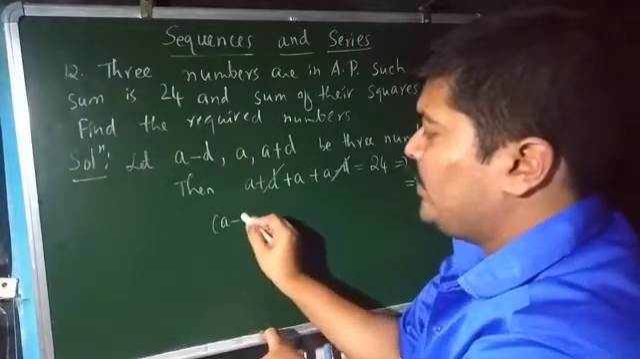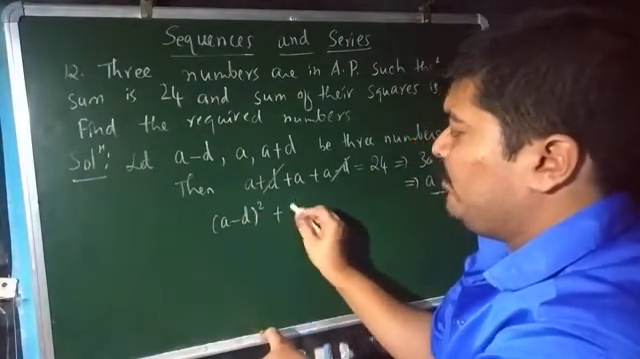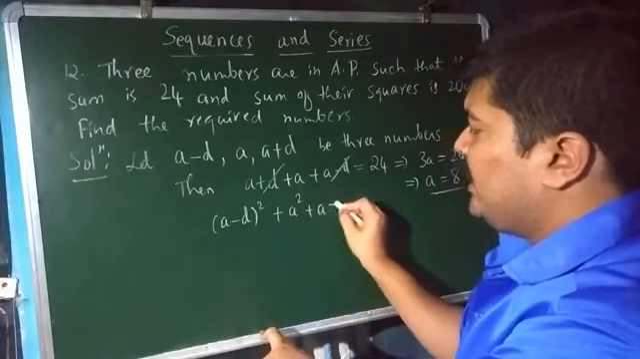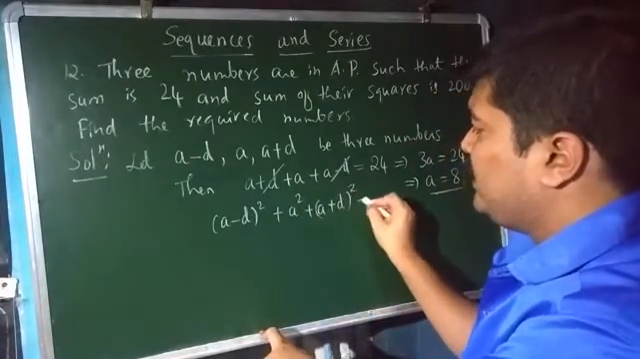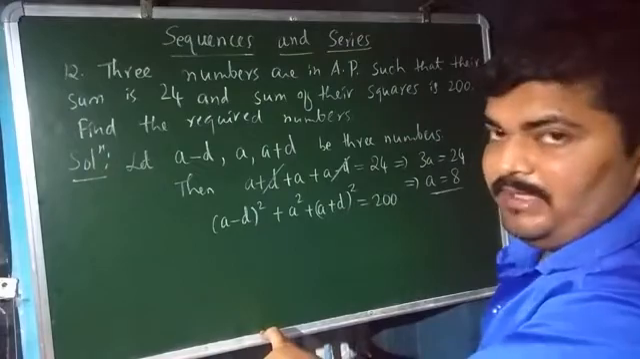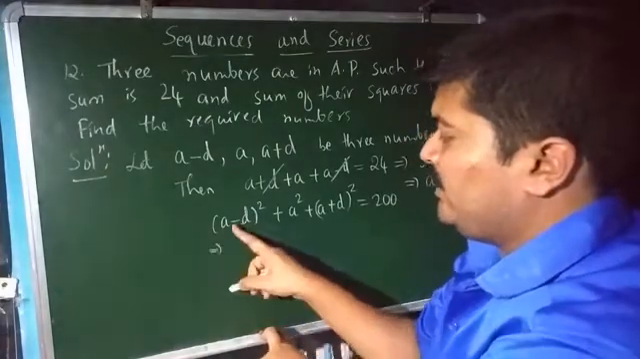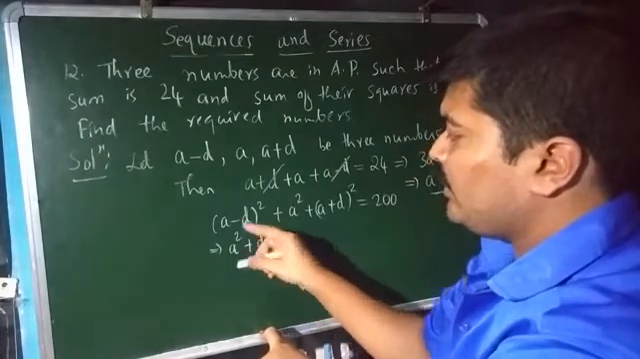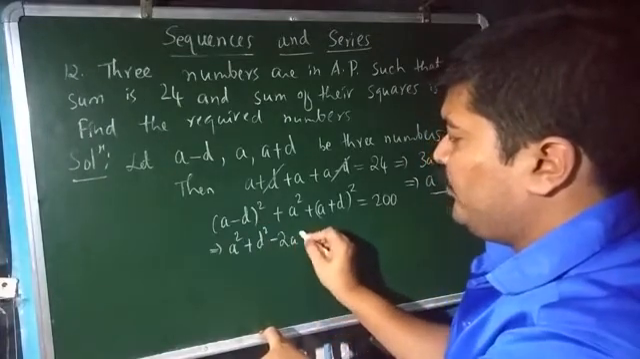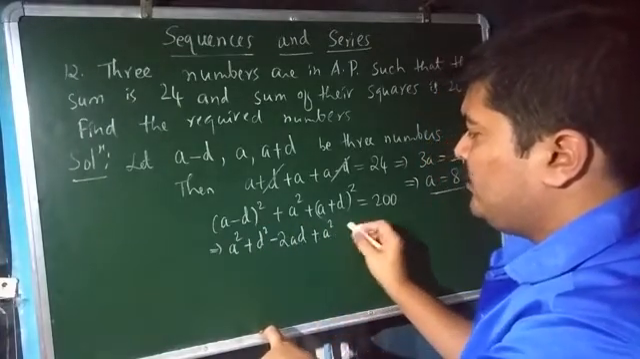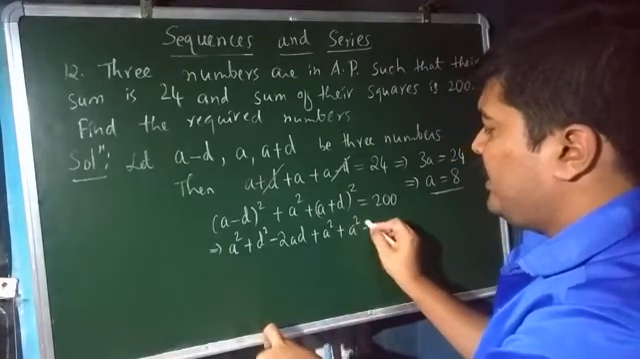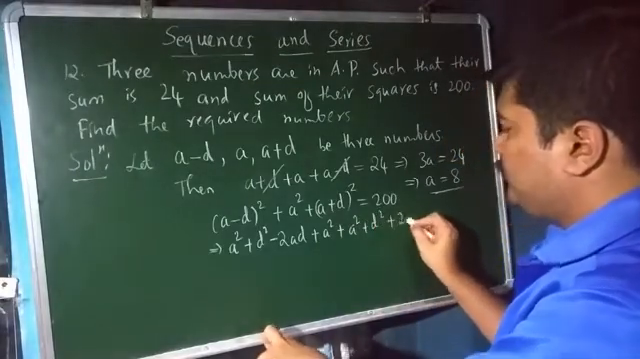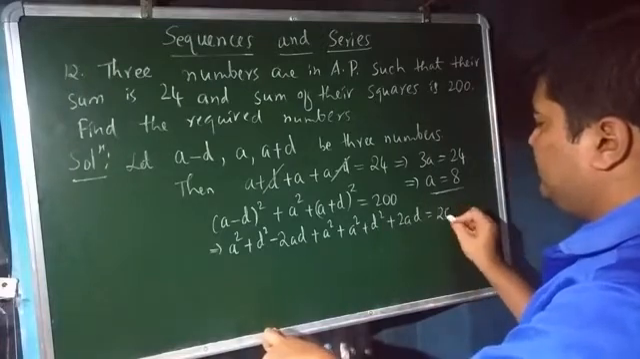That implies what? (a minus d) whole square plus a square plus (a plus d) whole square is equal to 200, they have given, isn't it? Now try to expand these things. You get a square plus d square. Next one, minus 2ad plus a square plus d square plus 2ad is equal to 200.